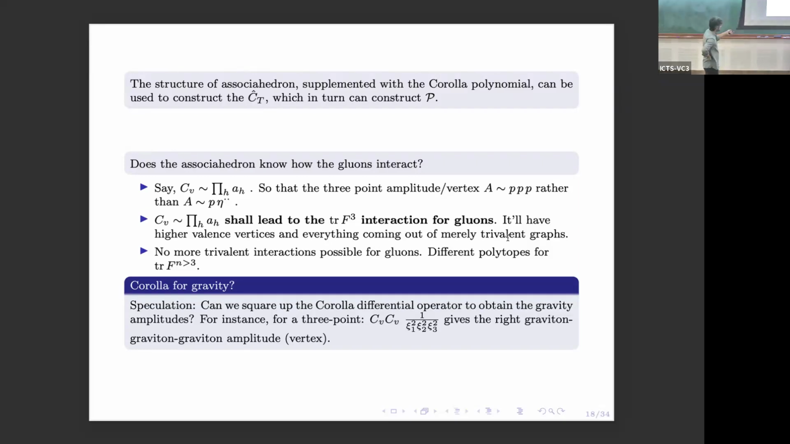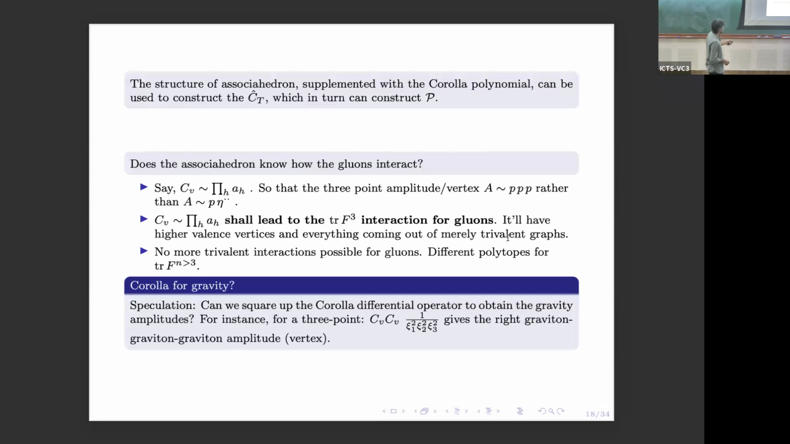So this is something that we are very excited about actually. I would really like to talk to whoever wants to talk to me about this. Can we square up these differential operators to obtain the gravity amplitudes or even a particular graph? The thing about gravity will be that you will have arbitrary higher valence interactions. So if you ask whether I have a double copy at the action level, that's not understood at all in any way.